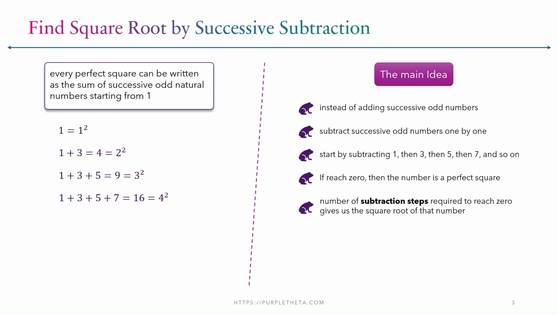So notice something very interesting here. To get the square root of 16, or 4 square, we added 4 successive odd natural numbers, that is 1, 3, 5 and 7, right? Similarly, to get 9 or 3 square, we added 3 successive odd natural numbers, that is 1, 3 and 5, right? This is exactly the idea that we are going to use today.